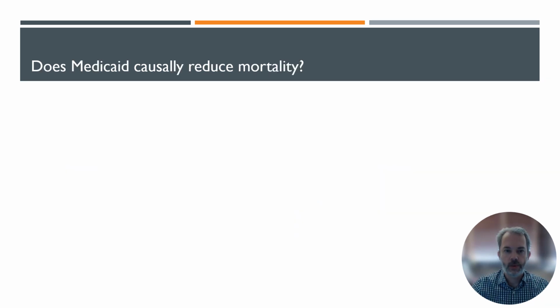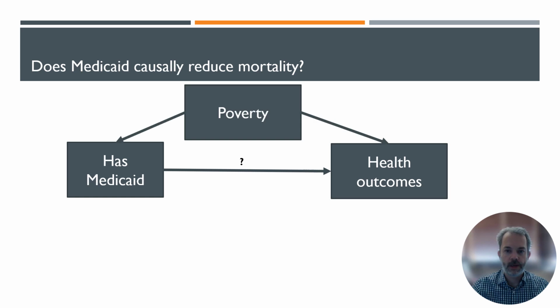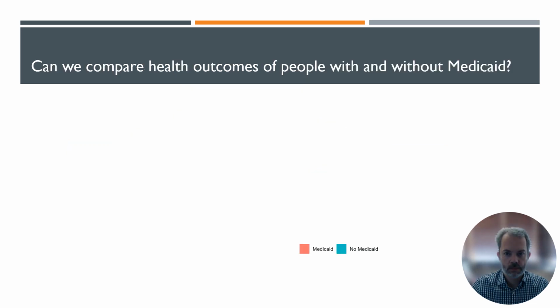Let's look at a real-world example. Does Medicaid reduce mortality? This is a hugely important question since the United States spends billions of dollars each year on the Medicaid program. But it isn't easy to answer because poverty affects both Medicaid and health outcomes.